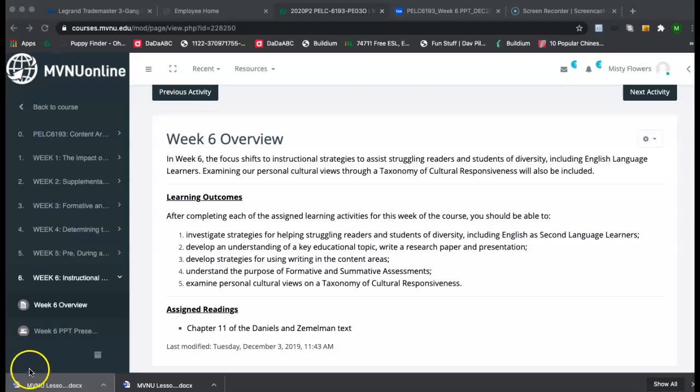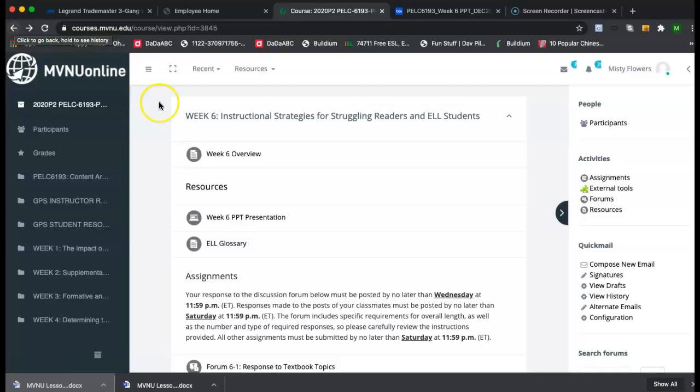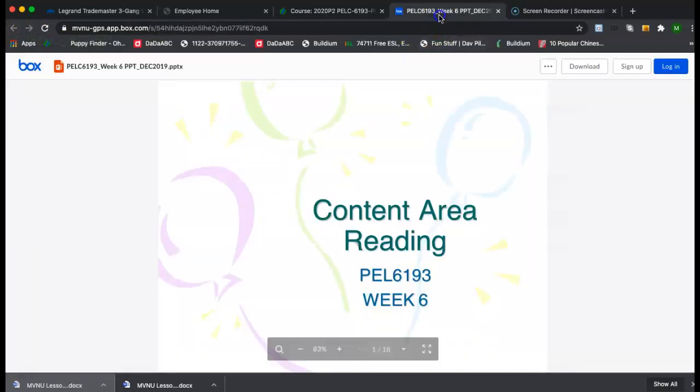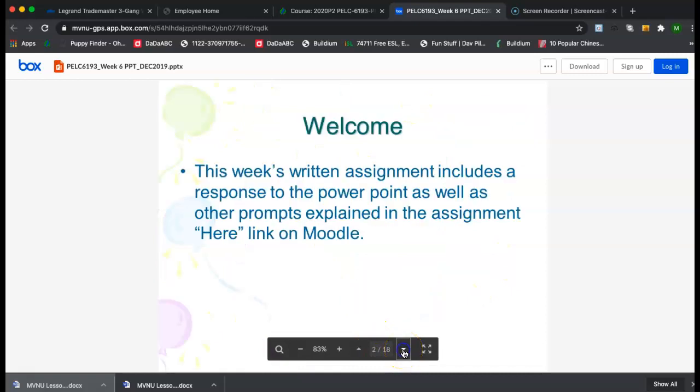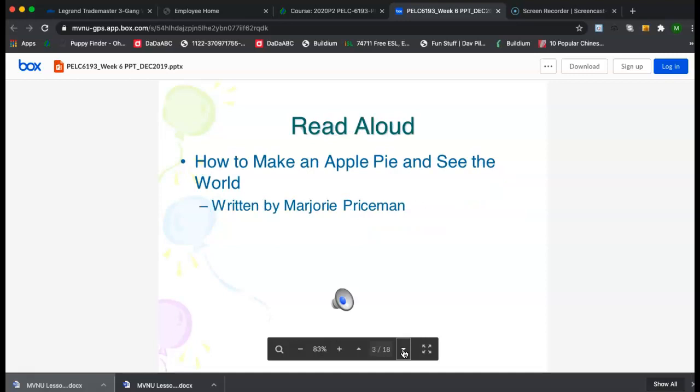Chapter 11 from the Zemelman-Daniels text is your reading for this week. Week 6 PowerPoint. The read aloud this week is How to Make an Apple Pie and See the World.